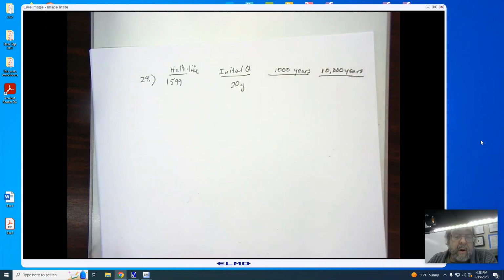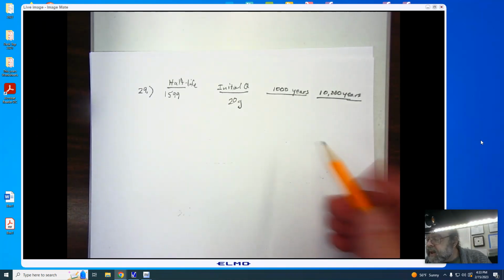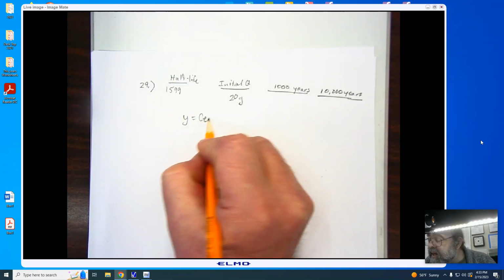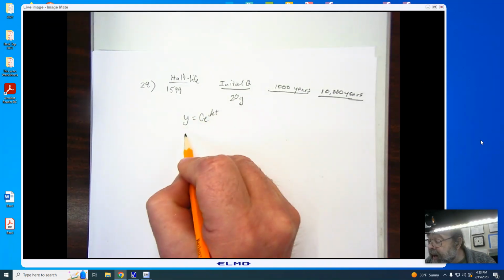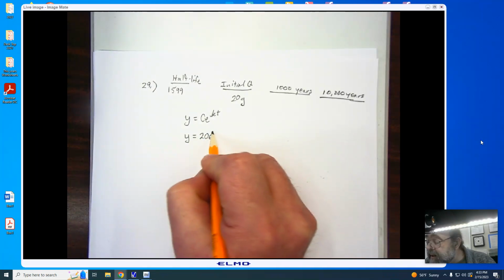And we will have to use our calculator for this, so just be aware. So we're going to start off with number 29. And the first thing that I recognize is that I know I'm working with y equals Ce to the kt power, and I know that I have y equal to 20e to the kt.